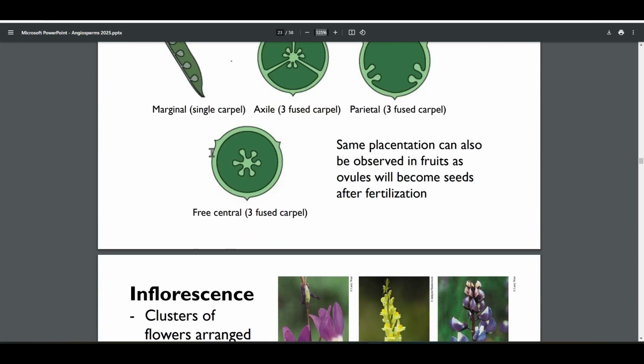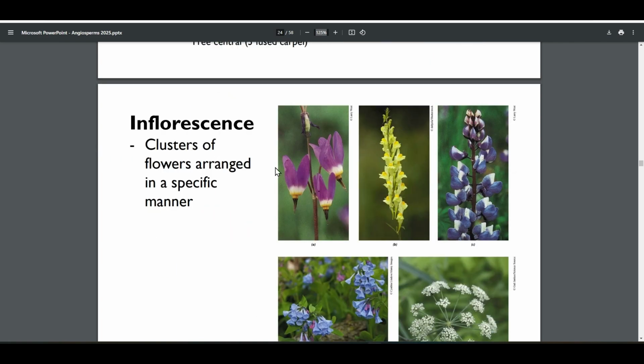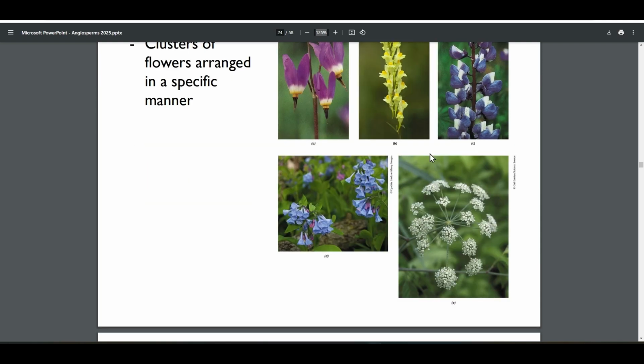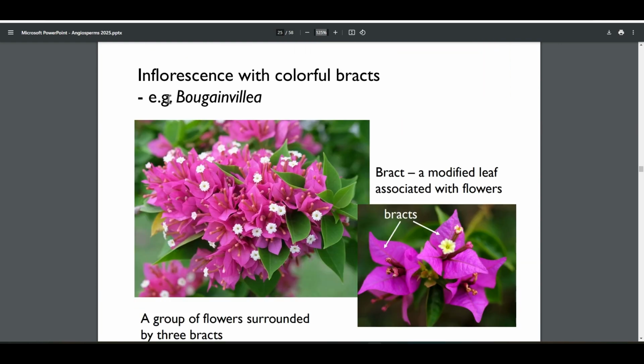All right. So moving on, we have inflorescence. These are clusters of flowers arranged in a specific manner. This is quite easy to understand. It's not special.